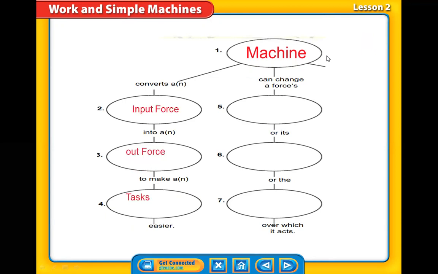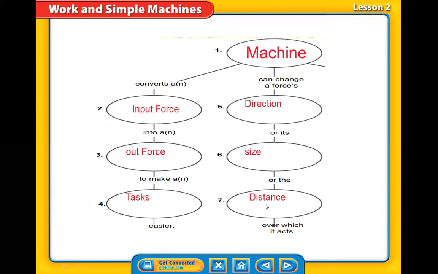Also, they don't change the work needed or required to do the task. They change only the force's direction, size, or distance. So the machines can save my power or energy by changing the force's direction, size, and distance, but they do not change the work needed. That's why we said last time the input work equals the output work done by the machine.